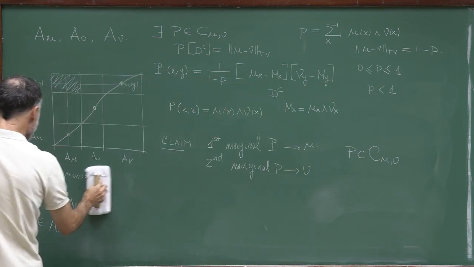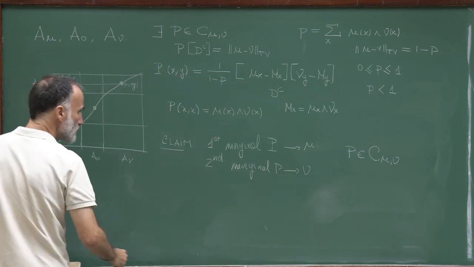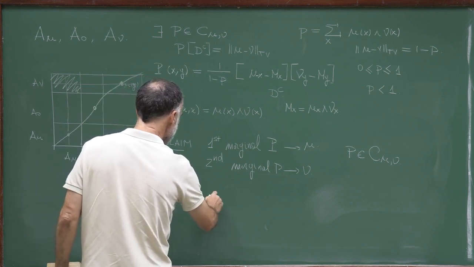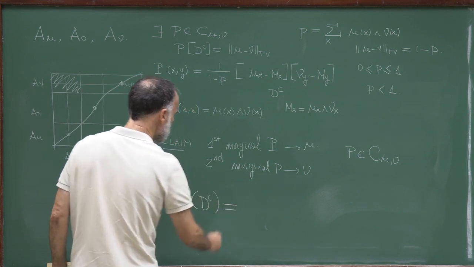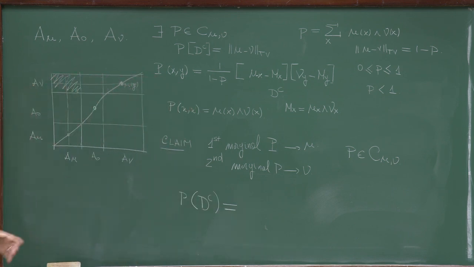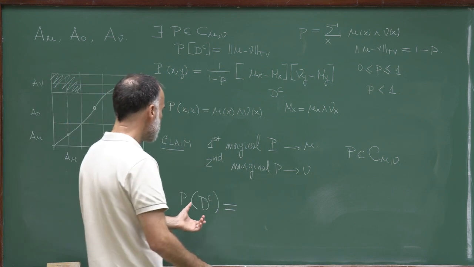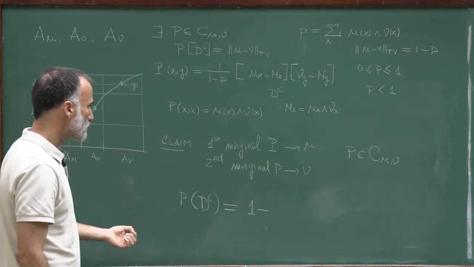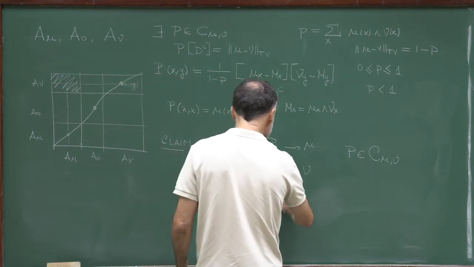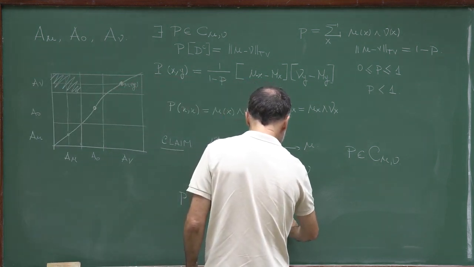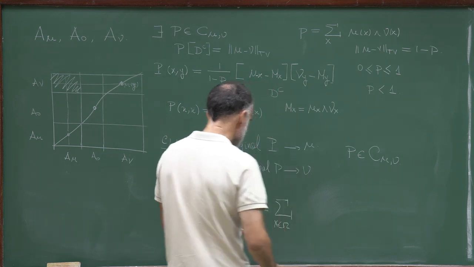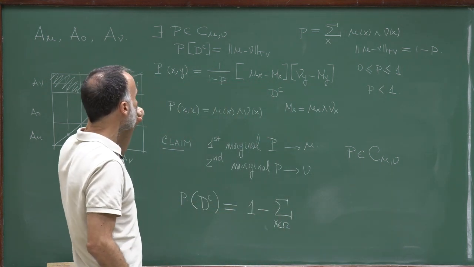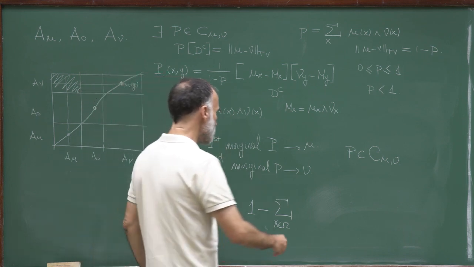And now, what is the probability of the complement of the diagonal? Well, that we have seen. This is the total probability minus the probability of the diagonal, but the probability of the diagonal is the sum over all points of the measure of the diagonal p(x,x), but p(x,x) is equal to the minimum.